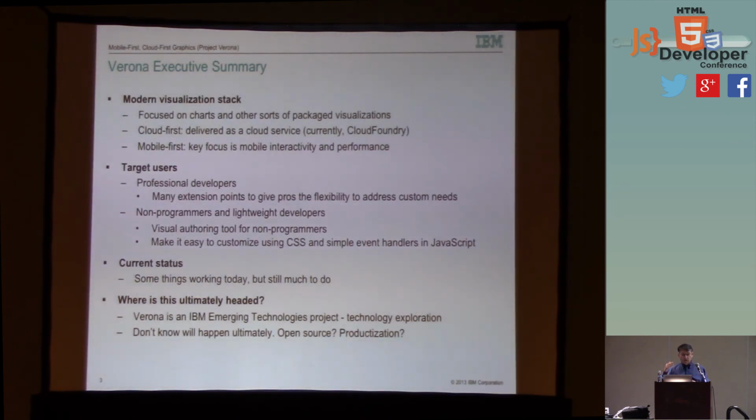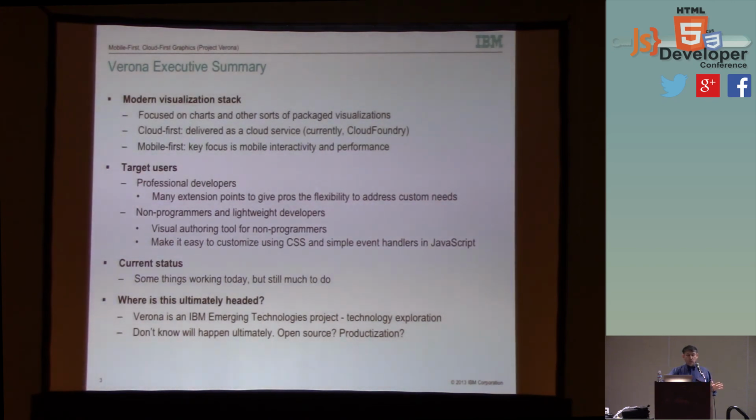It's being delivered as a cloud service, and IBM is endorsing this thing called Cloud Foundry, which is an open alternative to Amazon. OpenStack is the low level, and then Cloud Foundry is the programming as a service, the PaaS stack. IBM and several other companies are behind it, and there was just an announcement about SAP joining Cloud Foundry. So that's where we're delivering Verona first. And then mobile first, and the key thing is mobile interactivity and making sure that performance is good on mobile.